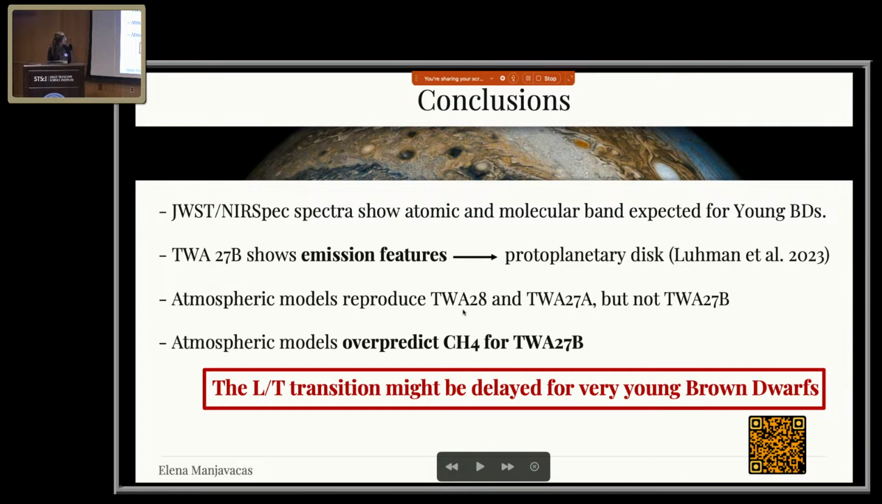And the reason, what I believe might be happening, is that because it's a young object, it has low surface gravity, and one of the explanations that could explain why we don't see any methane is that the LT transition is actually delayed for very young brown dwarfs or planets, call them the one you prefer, due to the low surface gravity. Of course, this is the only one we have. So we need basically to populate the color magnitude diagram that I showed before with low surface gravity objects and see if this LT transition is actually delayed or for some reason this object is just special.